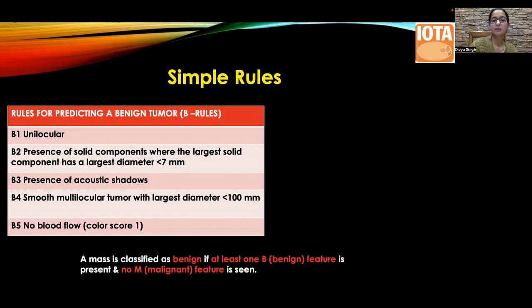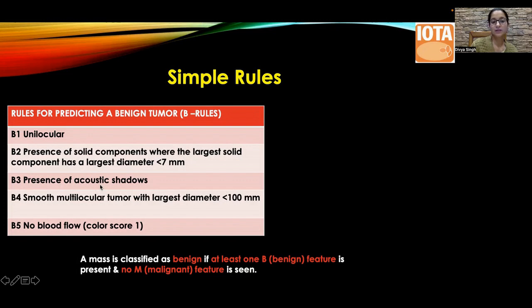Remember, in IOTA, the unit that is typically used while measuring either the entire lesion or its solid component is millimeters. So we stick to one measurement, and instead of using centimeters, we use millimeters because most of the rules use this unit of measurement. So if you see a solid component in a lesion where the largest component has a largest diameter of less than 7 mm, that is B2.